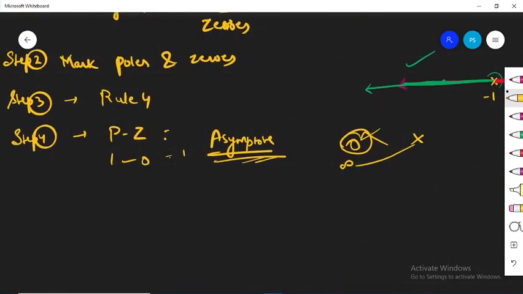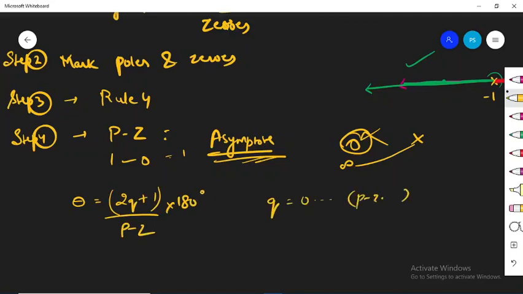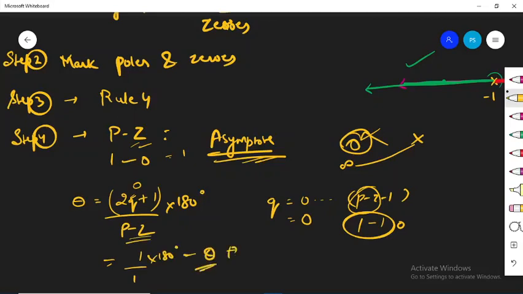So if I find out the angle of asymptote, it's given by the formula theta. It's given as 2q plus 1 divided by p minus z multiplied by 180 degree, where q's value will be 0 to the last value p minus z minus 1. So here p minus z is 1. So 1 minus 1 is 0. So the only value that you can take for q is 0. If you take the value of q as 0, just substitute everything. So 1 divided by p minus z is 1 multiplied by 180 degree. That means your theta is equal to 180 degree.